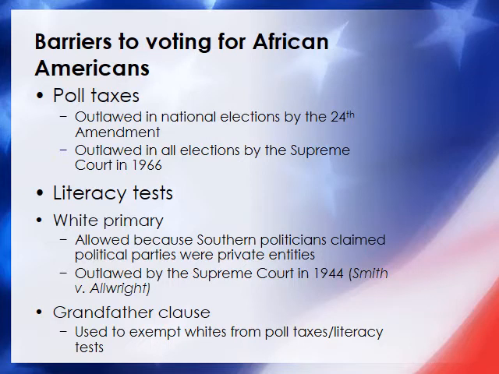Also, with regard to the 15th Amendment, there were several legal barriers to voting, particularly in the American South, but throughout the United States. One of them being poll taxes, charging people to access the vote. This was finally outlawed by the Supreme Court in 1966.